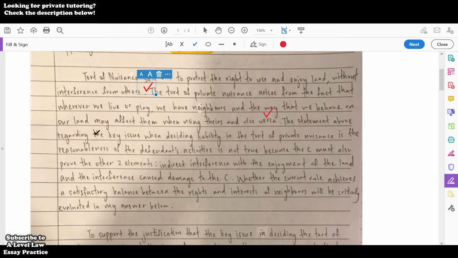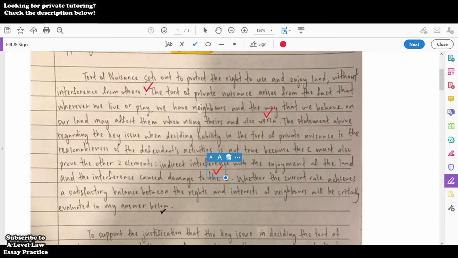The statement above, that the key issue when deciding liability in a tort of private nuisance is the reasonableness of the defendant's activities, is not true because the claimant must also prove the other two elements, which are indirect interference with the enjoyment of land and interference which can cause damage to the claimant. Whether the current rule achieves a satisfactory balance between the rights and interests of neighbors will be critically evaluated in my answer below.